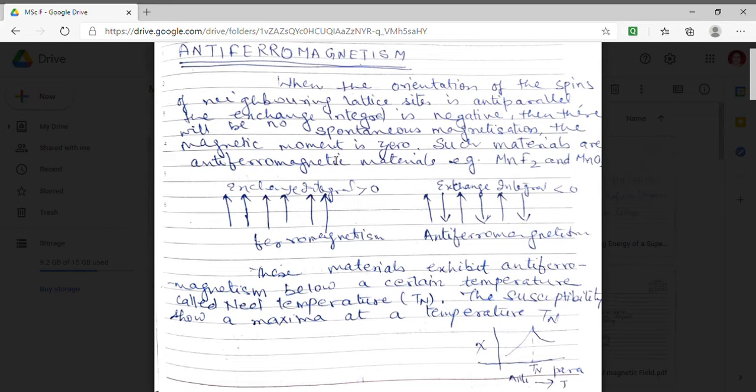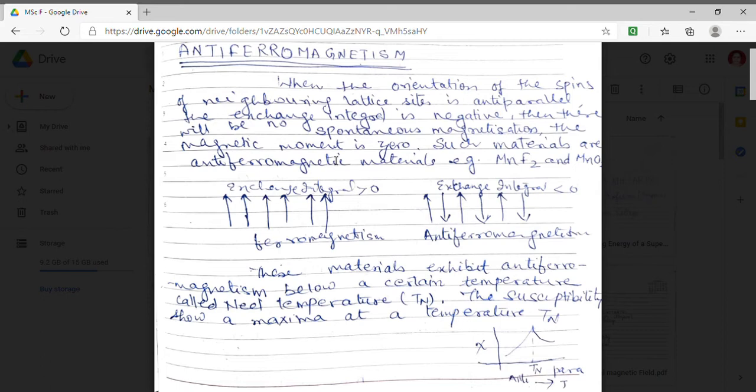We know that in a material there are a large number of spins. We will consider the orientation of these spins. If we have a material in which all the spins are parallel, then that material will be ferromagnetic. But if the orientation of spin is such that in the neighboring lattice site the spins are antiparallel, then such material will be antiferromagnetic.